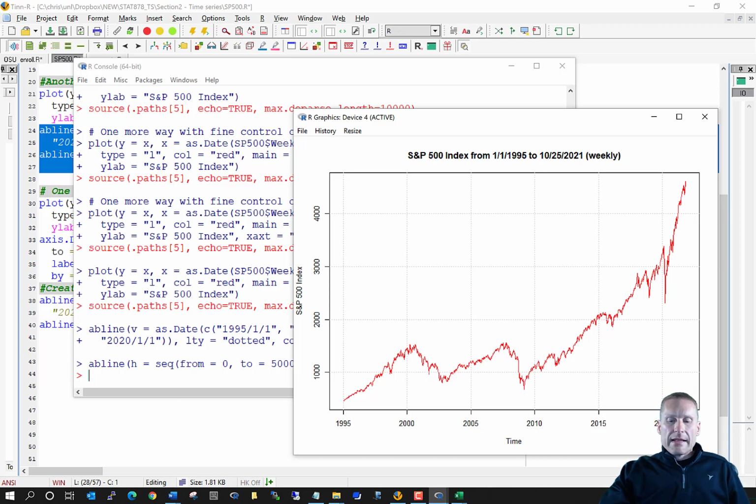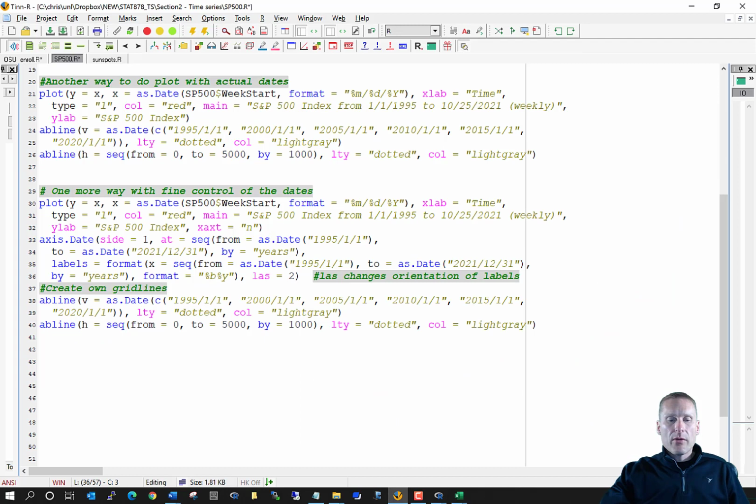Okay, now on this x-axis here, you might want to have even more finer control. You might want to indicate, okay, this is actually January 2020. This is actually January 2015, and so on. And perhaps you want to put in 2016, 2017, and so on. So how can we do that?